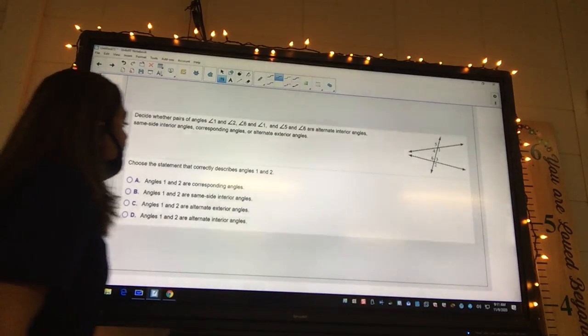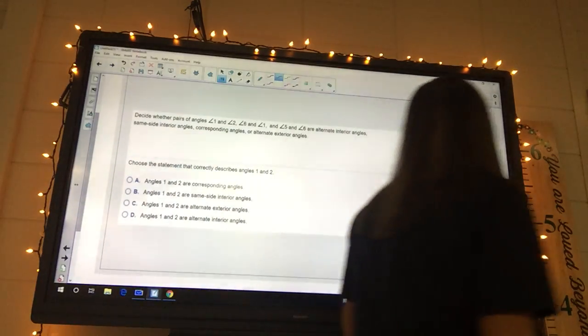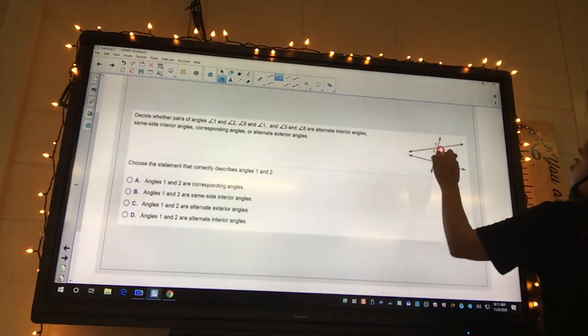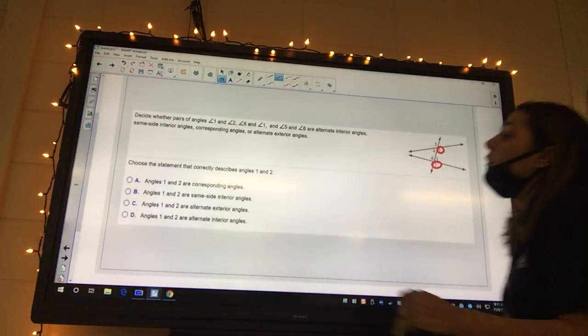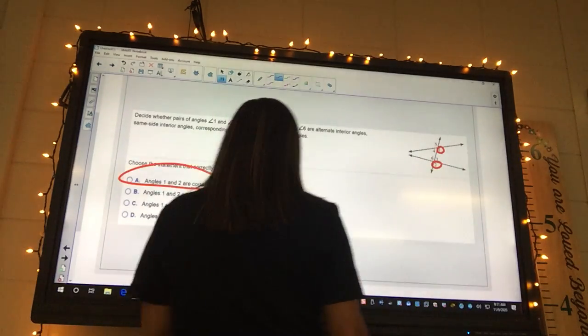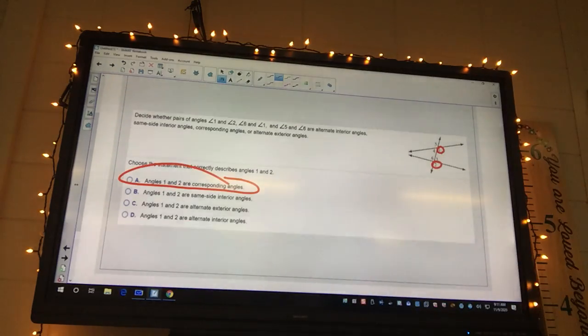Okay, it says choose a statement that describes angles 1 and 2 correctly. I think I put this one on here twice, did I? Okay, so they're corresponding. That's my bad.